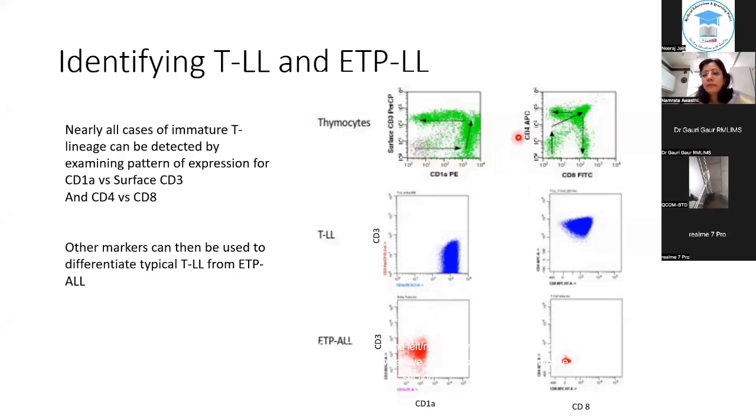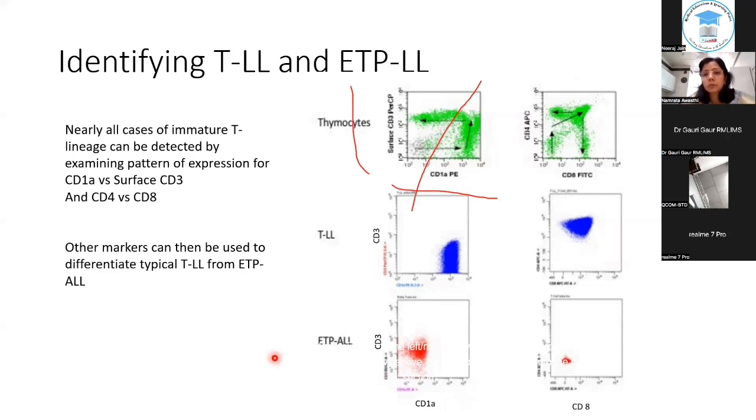Now, if you look at CD4 versus CD8, the early T cells would be double negative for both, then they will acquire both, and then they will move in either the CD4 or CD8 direction. In T-LL, CD4 and CD8 both can be positive or it can go anywhere. But in ETP-LL, CD4 and CD8 are usually negative. So based on this, one can screen and then confirm with the other markers.